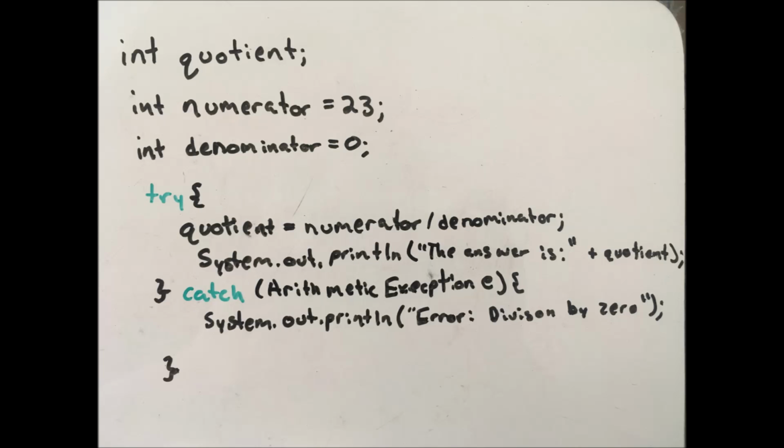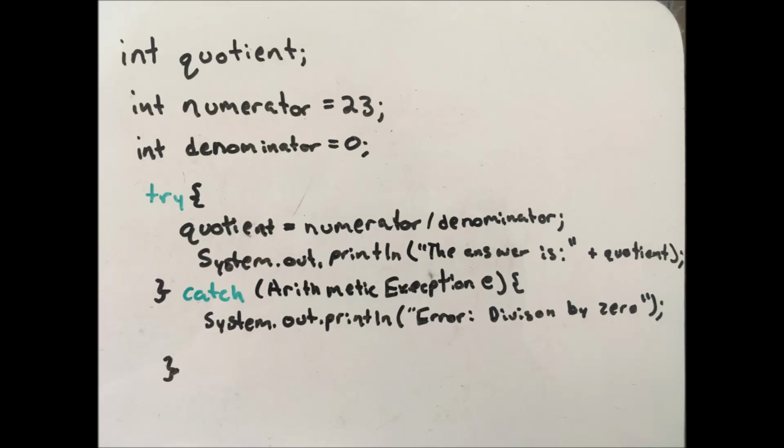Here is an example of a try-catch. The value of the denominator is 0, so an arithmetic exception will be thrown whenever the numerator is divided by the denominator. The catch block will catch the exception and print the error message. A print line statement in the try block will not be executed because the exception occurs before the program reaches that line of code. Once an exception is encountered, the rest of the lines of code in the try block will be ignored.